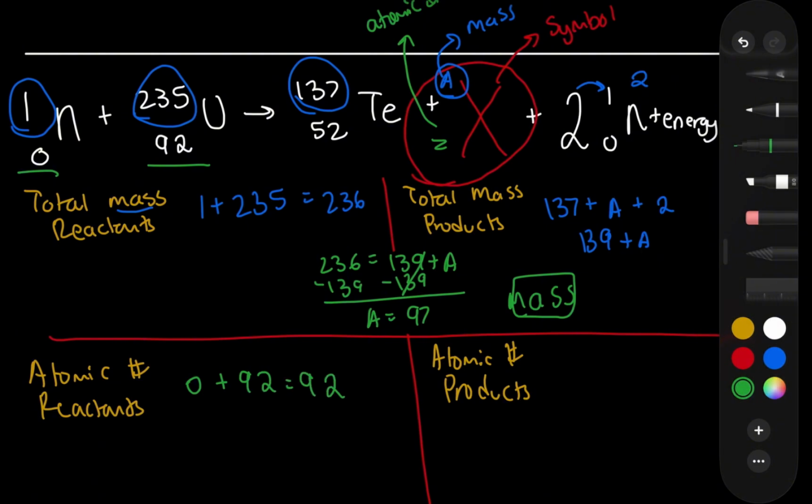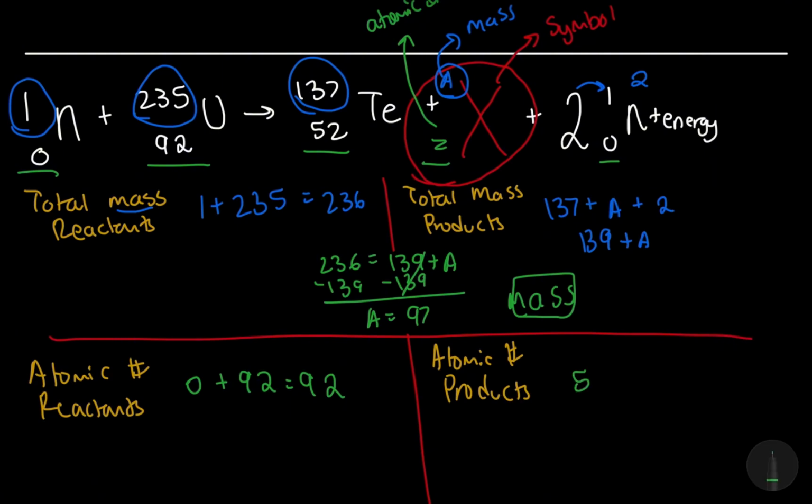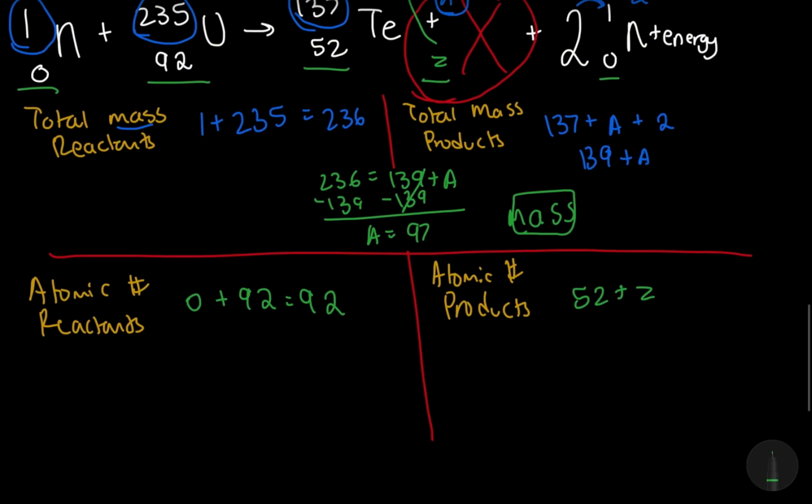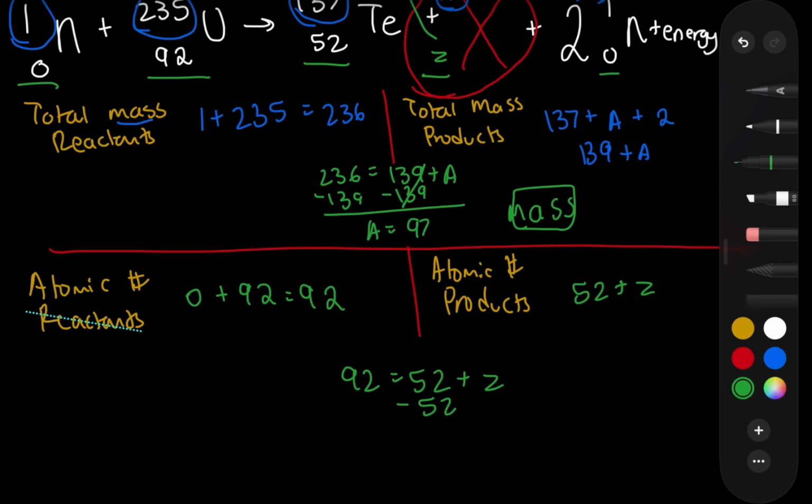Now in the products, we have 52, our missing one, and 0. Because even though we have 2 neutrons, since the atomic number is 0, we can't really multiply it because we're still going to get 0. So our atomic number in the product side is going to be 52 plus Z. And now we're just going to set that equal to 92. We're going to minus 52 on both sides. And we're going to get that Z is equal to 40. And 40 is going to be our atomic number.